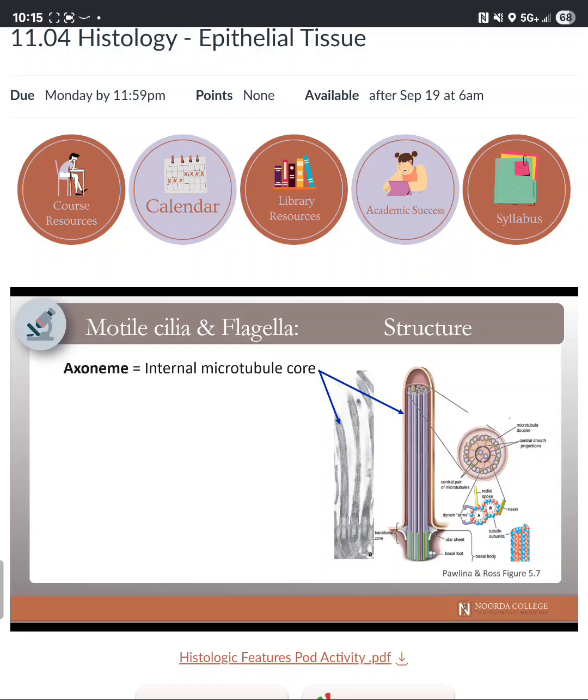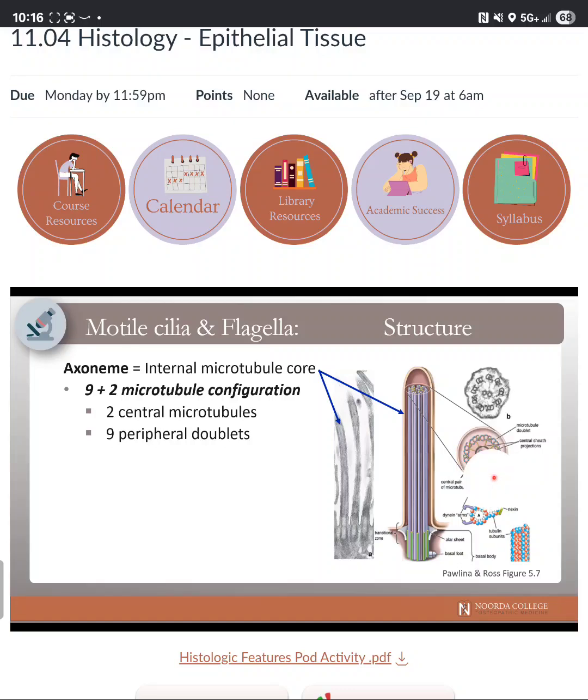The axoneme is basically the internal microtubule core, and it's comprised of a 9+2 microtubular configuration. Please know these digits and this organization. Basically, you have two centrally located microtubules, and then you have these doublets, which are 9 sets located in the periphery. Within the doublets, here's an ultrastructure. You have the two centrally, the 9 doublets, and you can see that there are these small little arms protruding from these doublets, and that is your dynein arm right here.